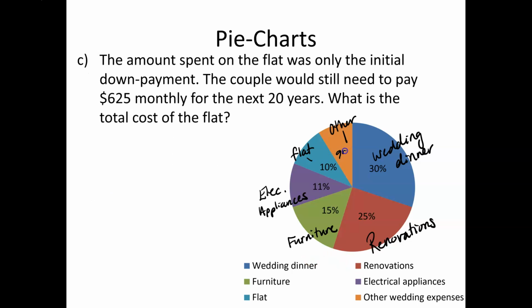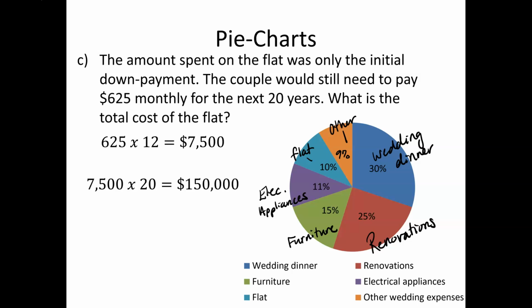Okay, our next question says, the amount spent on the flat was only the initial down payment. Yikes. The couple would still need to pay $625 monthly for the next 20 years. Okay, what is the total cost of the flat? Well, my friends, we are going to multiply 625 times 12, which is $7,500. Okay, but now that's 12 months, isn't it? They're going to be paying for 20 years. So now we need to multiply that yearly amount by 20 years, which is going to equal $150,000.